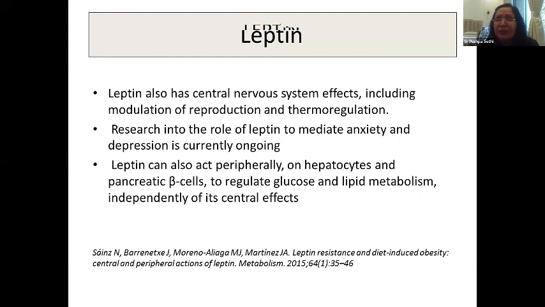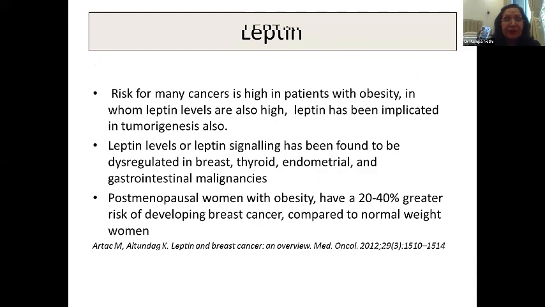Leptin also has central nervous system effects, including modulation of reproduction and thermoregulation. Research into the role of leptin in mediating anxiety and depression is currently ongoing. Leptin can also act peripherally on hepatocytes and pancreatic beta cells to regulate glucose and lipid metabolism independently of its central nervous system action. Risk for many cancers is high in patients with obesity, we all know that, in whom leptin levels are also high. Leptin has been implicated in tumorigenesis also because of this fact. Leptin levels or leptin signaling have been found to be dysregulated in breast, thyroid, endometrial, and gastrointestinal malignancies.